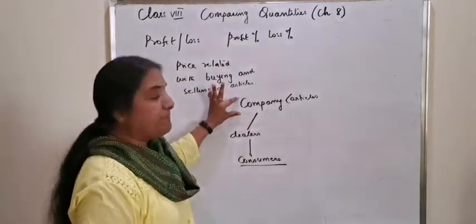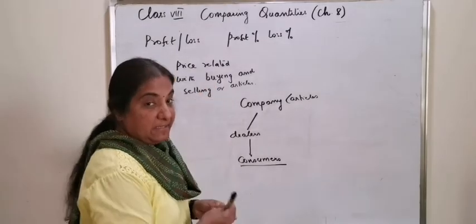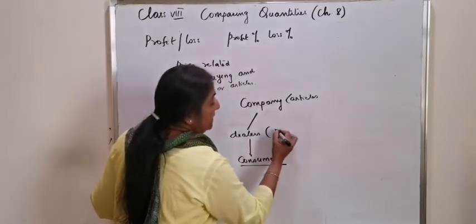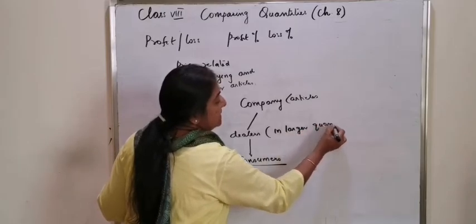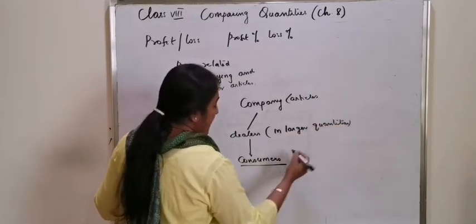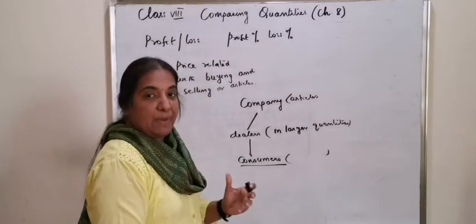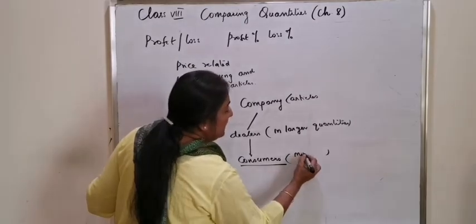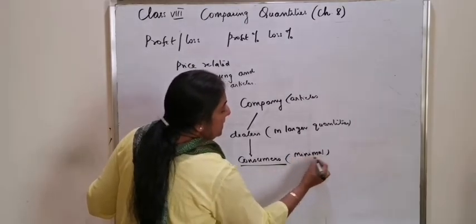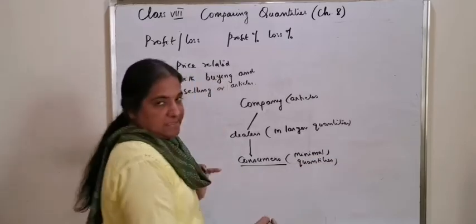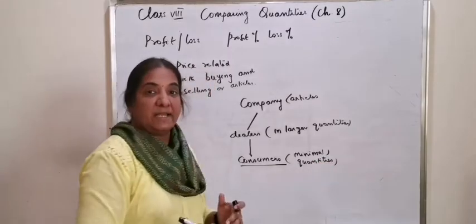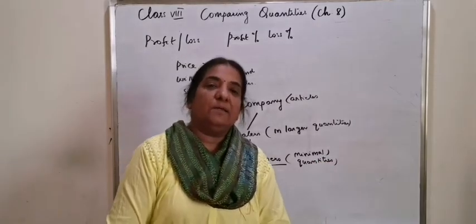That means we will be buying it. So the dealers will buy from the company in larger quantities, and the consumers will be buying only in minimal quantities. That means we will be buying the article which is exactly needed by us. We don't take it extra and then sell it to other people.